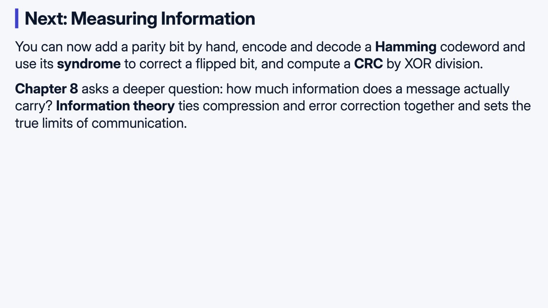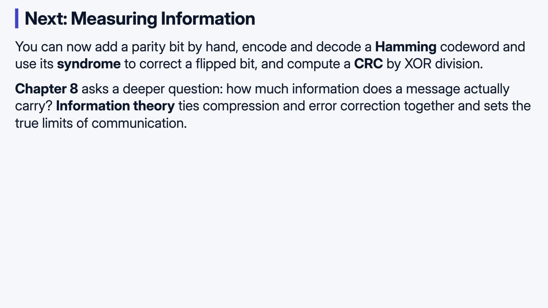That is Chapter 7. You can now add a parity bit by hand, encode and decode a Hamming code word, and use its syndrome to correct a flipped bit, and compute a CRC by XOR division.